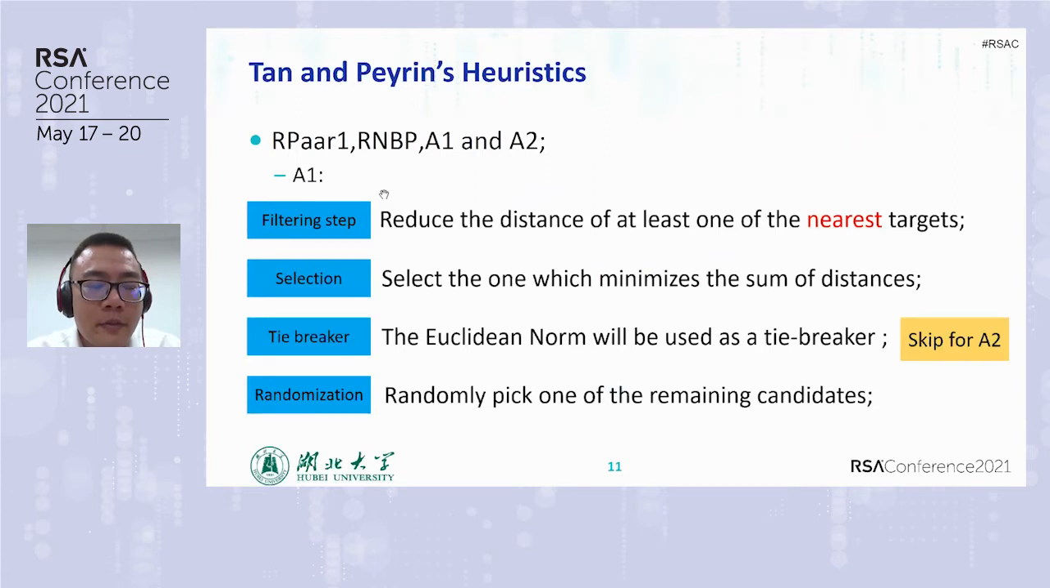Tan and Peyrin proposed several improved methods according to PAR and BP. R-PAR1 is a special case of PAR1, and RNBP, A1 and A2 are variants of BP. Limited by time, here I don't introduce them further.